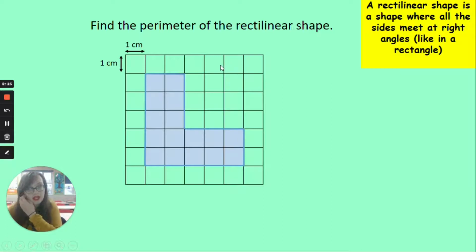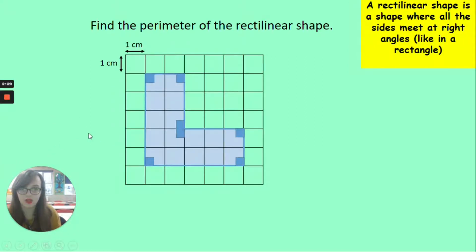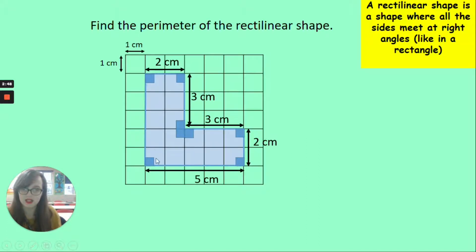So today we've got a rectilinear shape in front of us here, and we're going to find its perimeter. Now, perimeter is the distance all the way around the edge of a shape. So we need to count up the squares around the edge of this shape. Let's have a little look together. So that's us checking that we have our right angles for our rectilinear shape. So at the top we've got 2 centimetres. Then if we count down the side, 1, 2, 3, 3 centimetres. Along here, 1, 2, 3, 3 centimetres. 1, 2, 2 centimetres. 1, 2, 3, 4, 5 centimetres. And 1, 2, 3, 4, 5 centimetres up this way. And we've got the whole way around the shape.